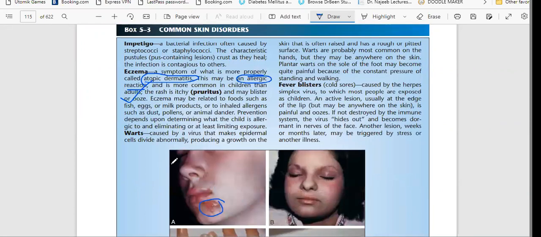Eczema may be related to food such as fish, eggs, or milk products, or inhaled allergens such as dust, pollens, or animal dander. So sometimes the eczema comes with other sources like fish, egg, milk products, or inhaled allergens like dust, pollens, or animal hair.